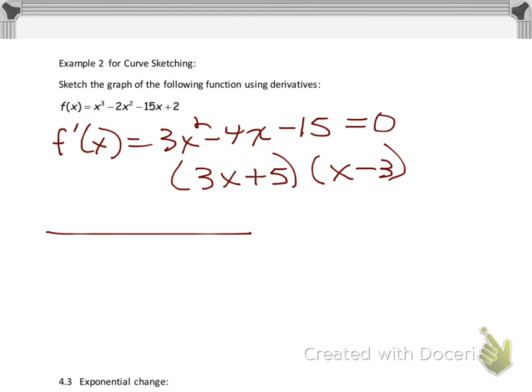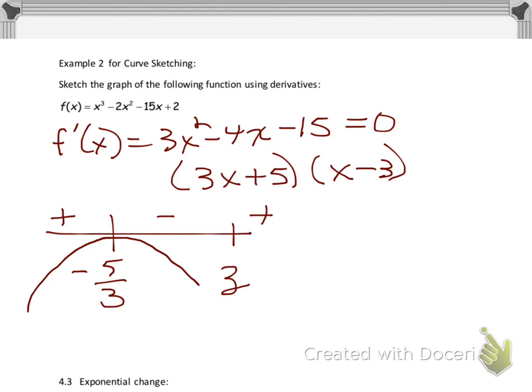So let's go ahead and we will set up our sign chart, negative 5/3 and 3. We do the sign chart, we get a positive, a negative, a positive. So my original function looks like this. It comes up, comes down, and comes up again. So I can see that I have a max at negative 5/3 and a min at 3, and I would write a statement to that effect.